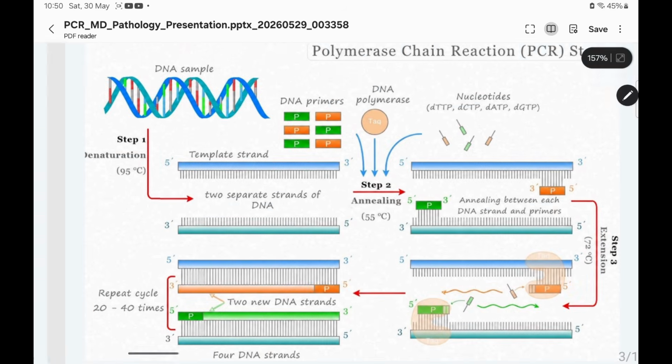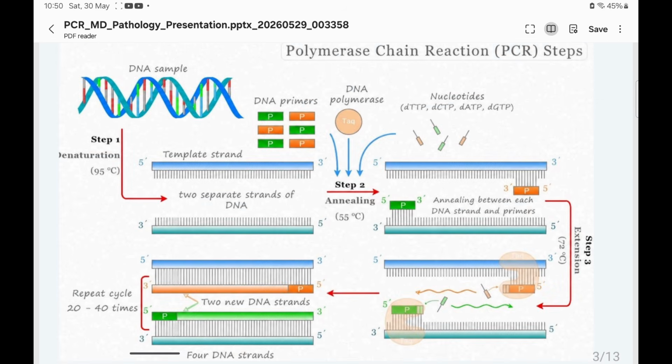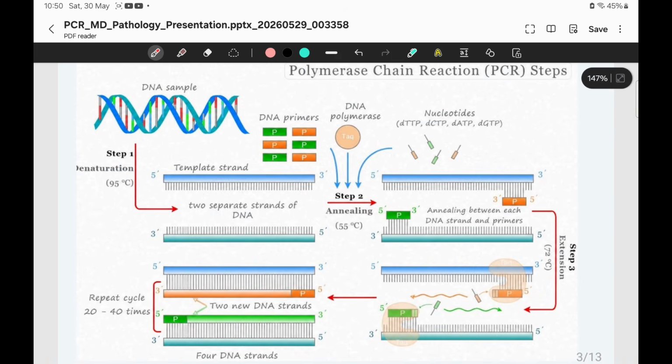Before that, I want to show you the steps of PCR. So this is our DNA sample. In step 1 there is denaturation, which happens at 95 degrees centigrade. Under this step, the DNA is broken into two separate strands. This is the first strand and this is the second strand. After that, in step 2, the process of annealing happens at 55 degrees centigrade.